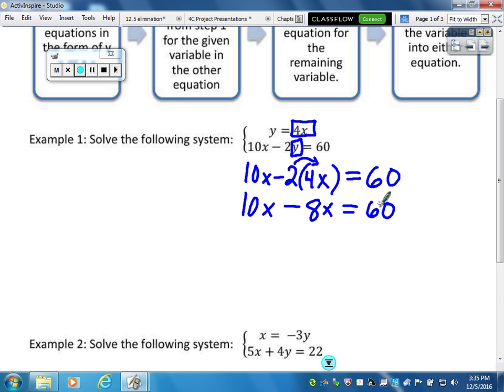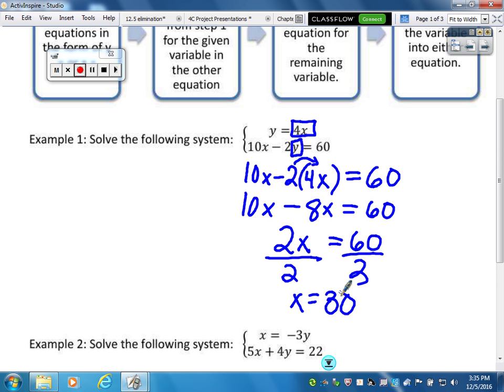After you distribute, you need to combine like terms. So if I have 2x's sitting here, 10x minus 8x, I'm going to rewrite that as 2x. That was 10 minus 8. And now all I have to do is divide by 2. So x is equal to 30. So I've found for this system so far, my x value is 30.